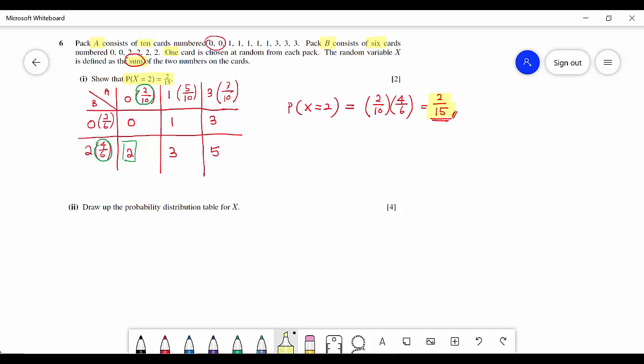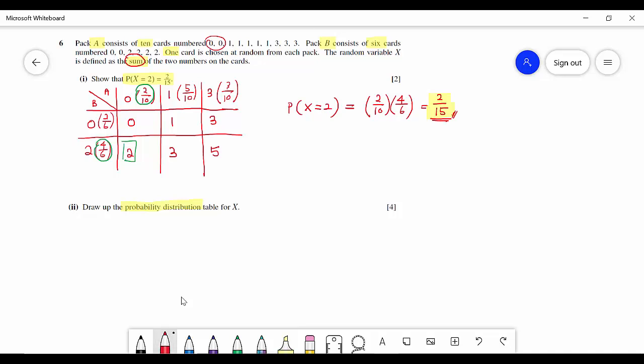So if you can get the correct answer for this part, it means that the method that you are using here is the correct method. So you can continue to use it in the next part, if they want to calculate all the other probabilities. Okay, so we continue to part number 2. They want you to draw up the probability distribution table for x.